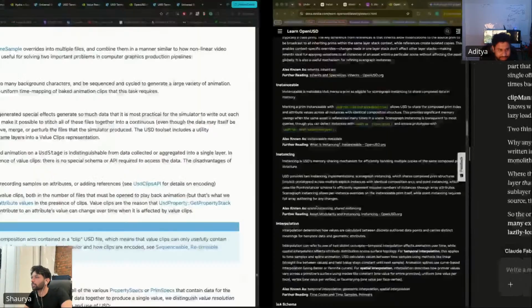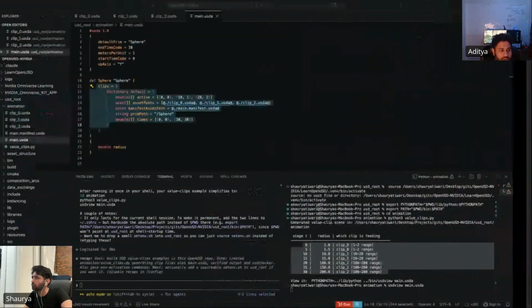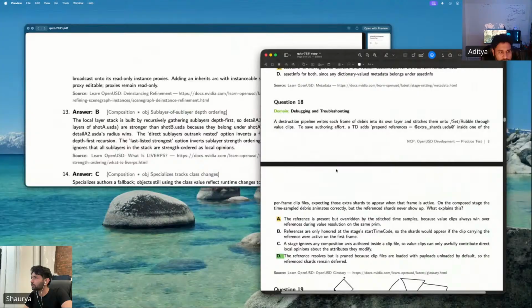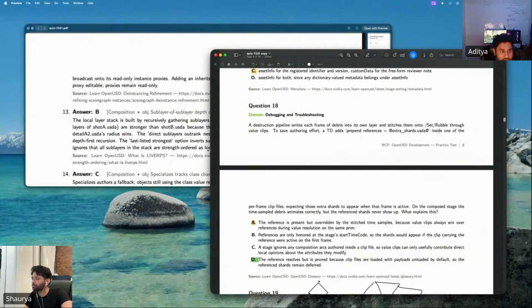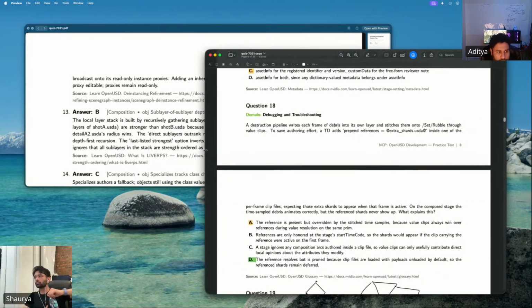So can you understand the question now? Yes, I did understand it. What does it mean? So let's go step by step. A destruction pipeline writes each frame of debris into its own layer and stitches them onto the set rubble through value clips. Right. So we have our debris frame that we have already written somewhere, and the pipeline already wrote it, right?